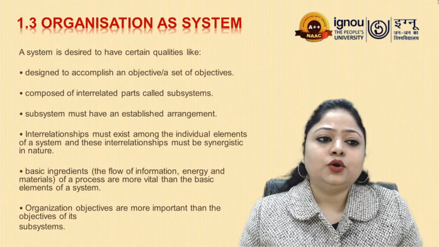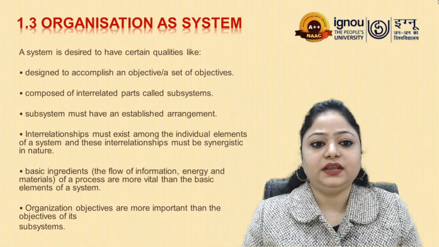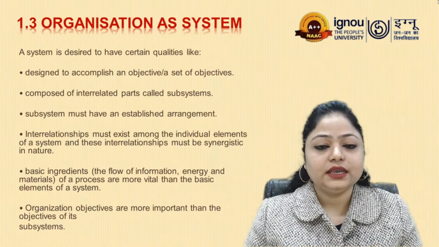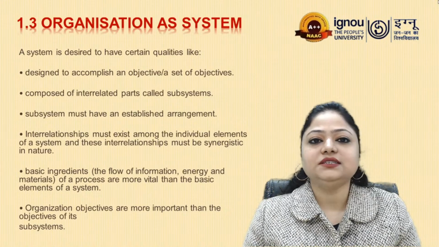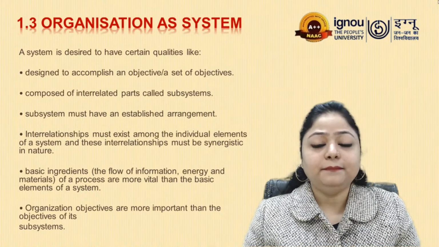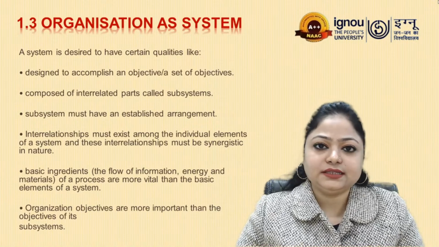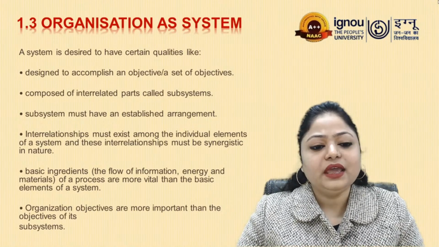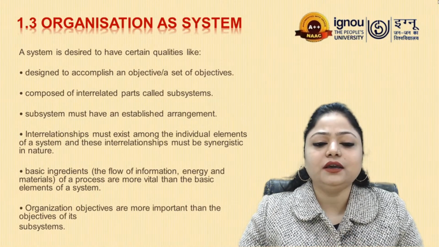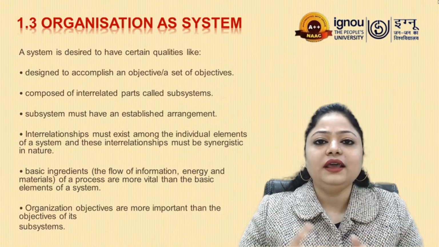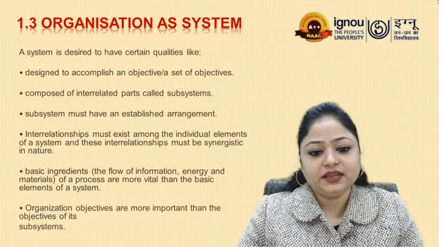Now, another quality of a system to be called an organization: it is designed to accomplish an objective or a set of objectives, composed of interrelated parts called subsystems, as we have already mentioned in the first and second slides. Then subsystems must have an established arrangement. Then interrelationships must exist among the individual elements of a system, and these interrelationships must be synergetic in nature. So there should be a sync between all these subsystems to be called a whole system, which we are referring to here as an organization.